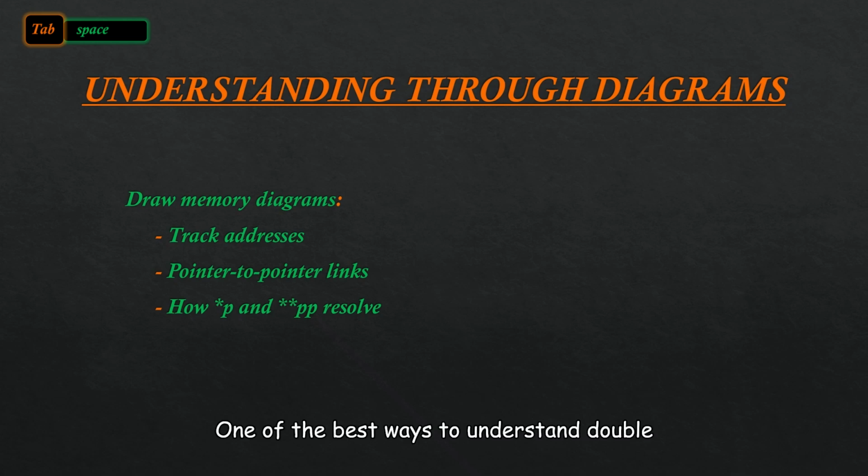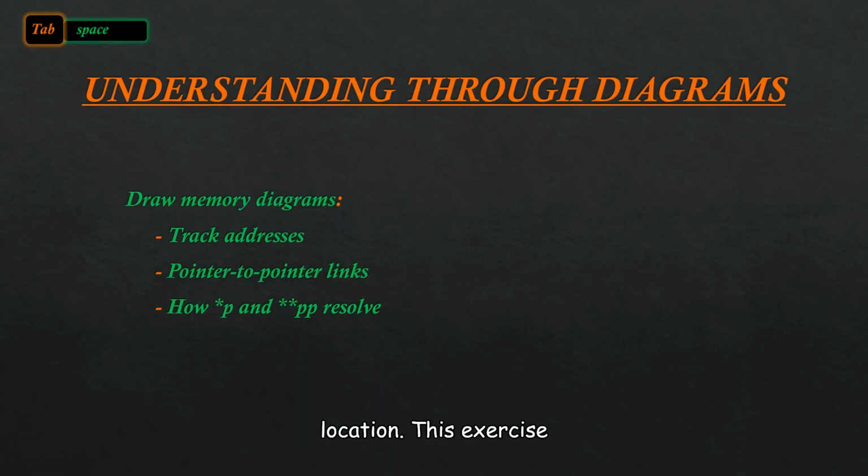One of the best ways to understand double pointers is by drawing them out. Use boxes to represent variables and arrows for pointers. Track how each pointer connects to another memory location. This exercise helps us grasp how indirection works and builds intuition about what each level of star is accessing. It also makes debugging much easier when you can visualize the memory layout.